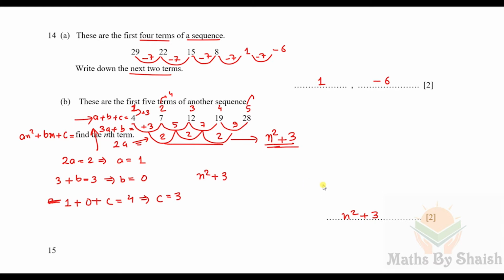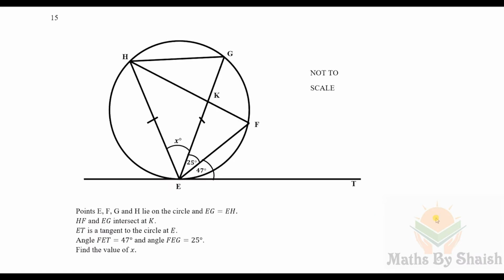Let's discuss the 15th question. Here's the 15th question. Points E, F, G and H lie on the circle and EG equals EH. So we can see EG equals EH means this is an isosceles triangle. It means these two angles will be the same. And now HF and EG intersect at K here. ET is a tangent to the circle at E. Angle FET is 47. This angle is 47, and FEG is 25. We need to find the value of x.